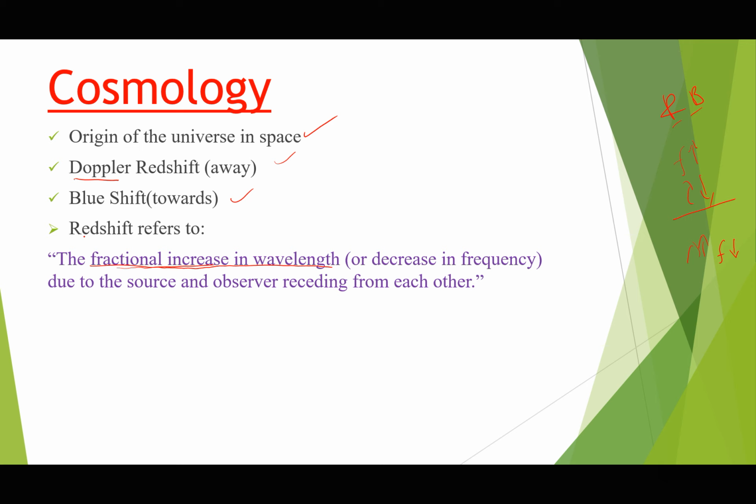And of course, wavelength is inversely proportional to frequency, so it can also mean the decrease in frequency due to the source and the observer receding. The word receding means moving away from each other.